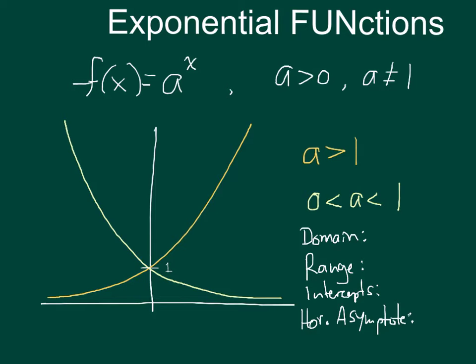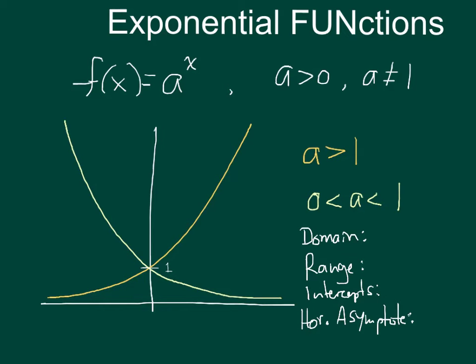There's two cases. If it's greater than 1, well, we have exponential growth, where it grows along this path. The second case is if a is between 0 and 1, well, we have exponential decay, where it falls like this, with the mirror images of each other around the y-axis.